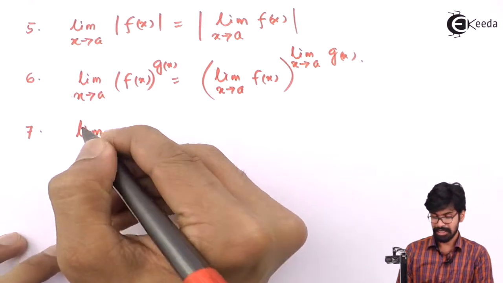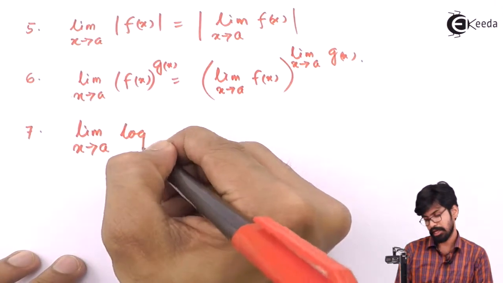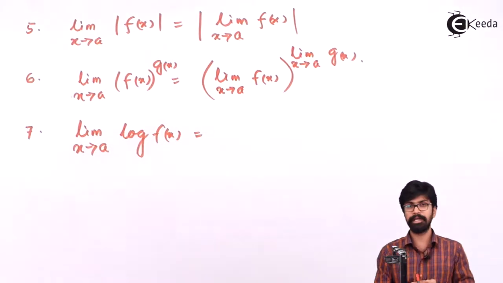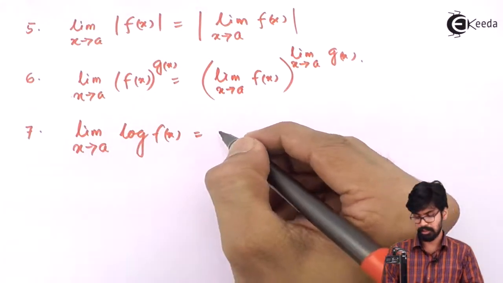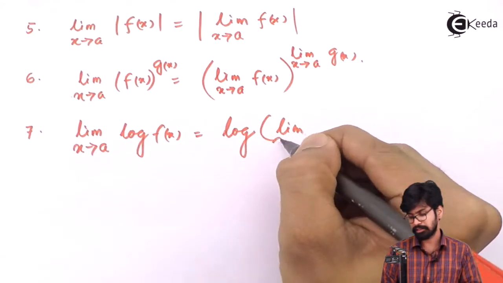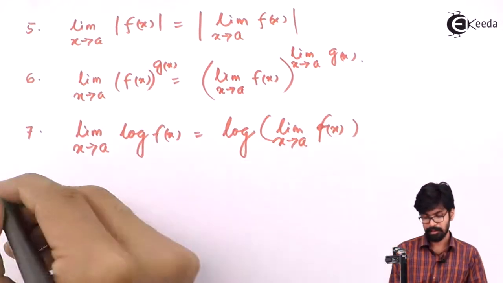The seventh one says that limit as x approaches a of log of f of x will be equal to log of limit as x approaches a of f of x.